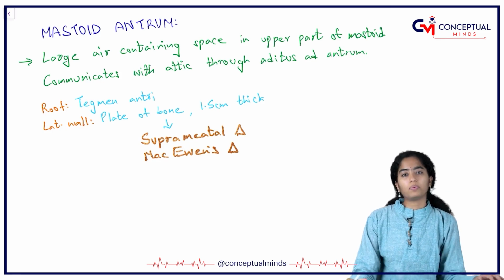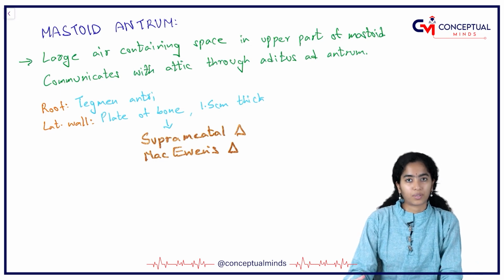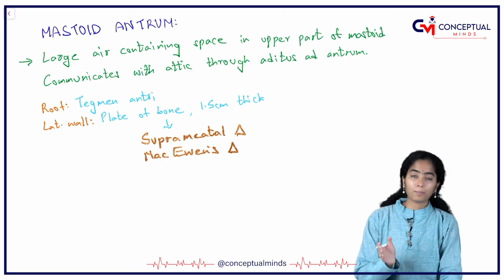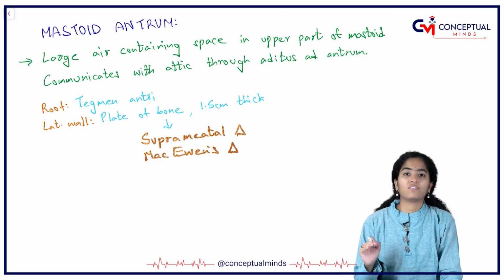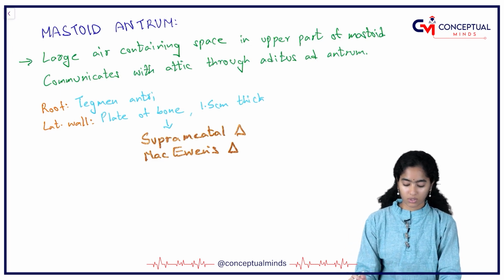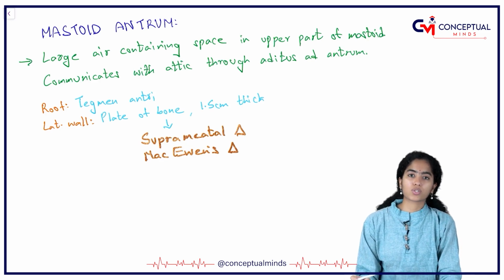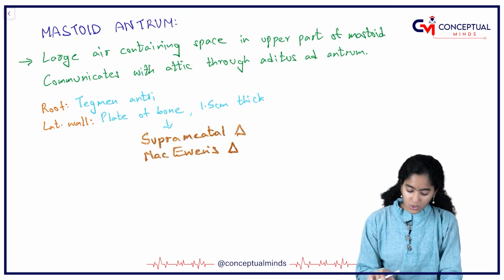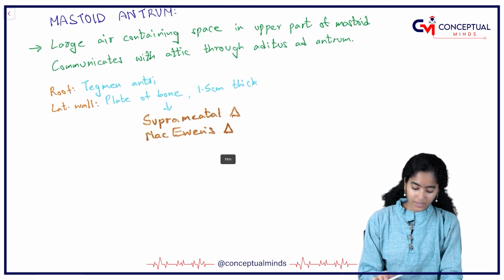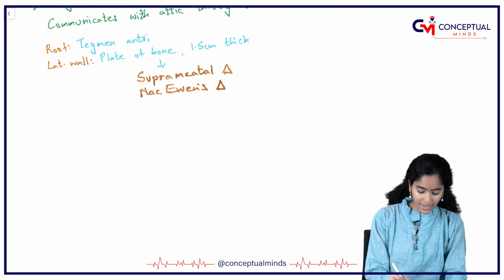Now this suprameatal or McEwen's triangle is a superficial landmark while approaching mastoid antrum. For surgical approach, this is a very important landmark and also it's an important question. We need to understand about the borders of suprameatal triangle to exactly locate it. So first, let us write them down and then look at the picture. It is a triangle as the name itself suggests.